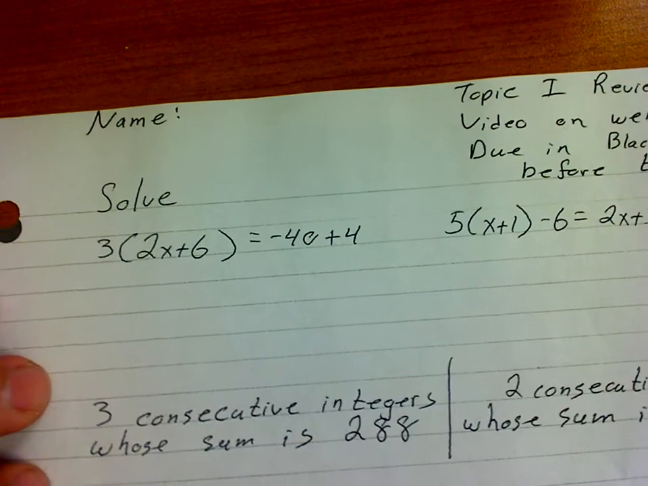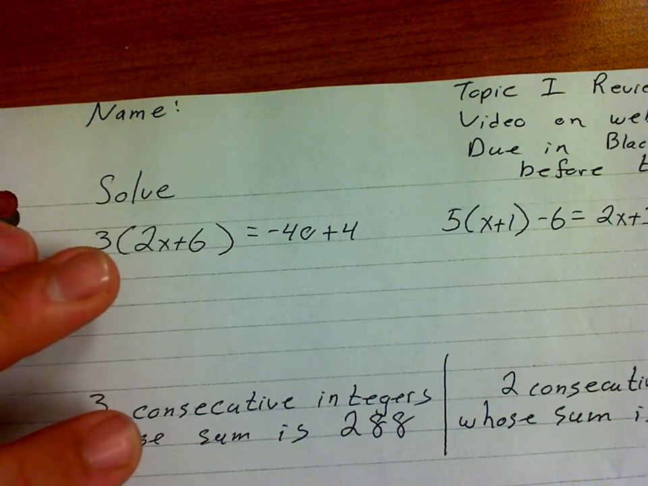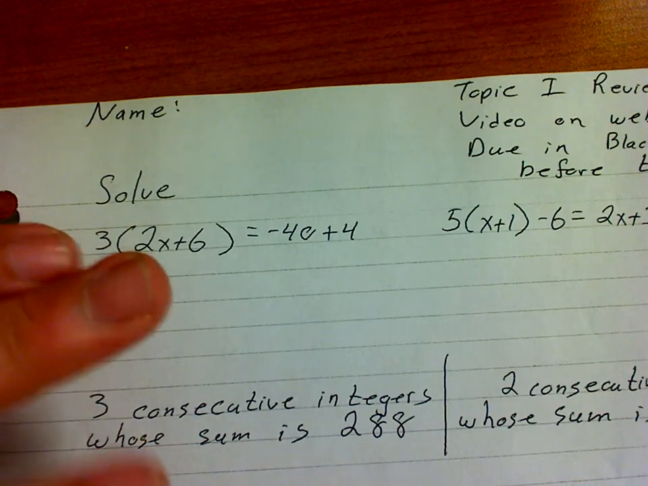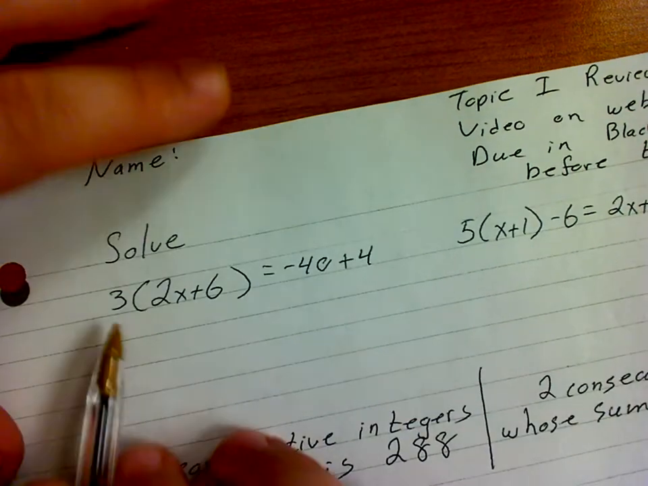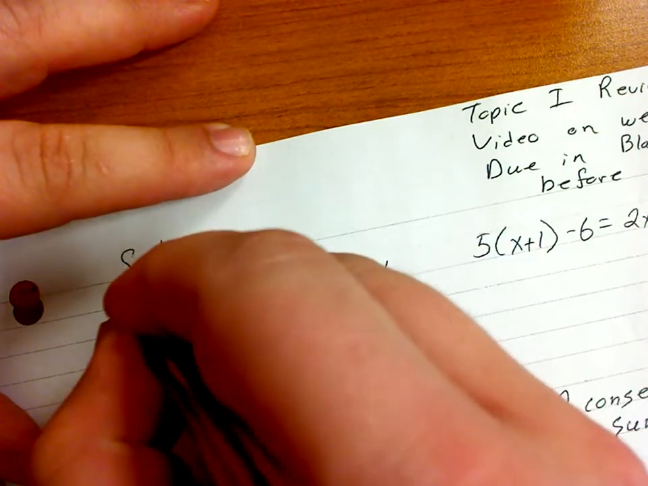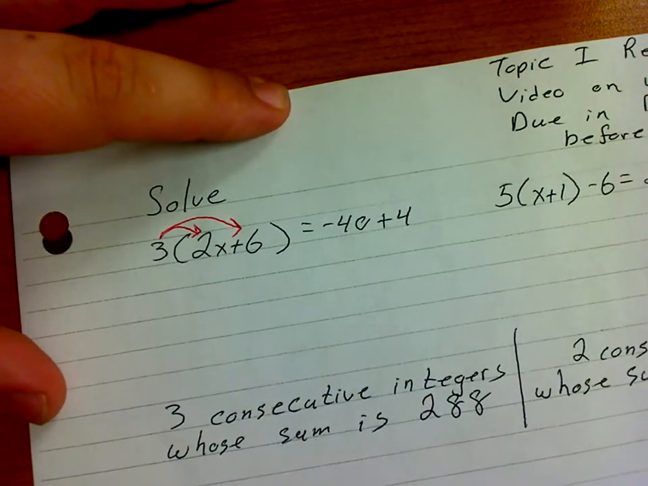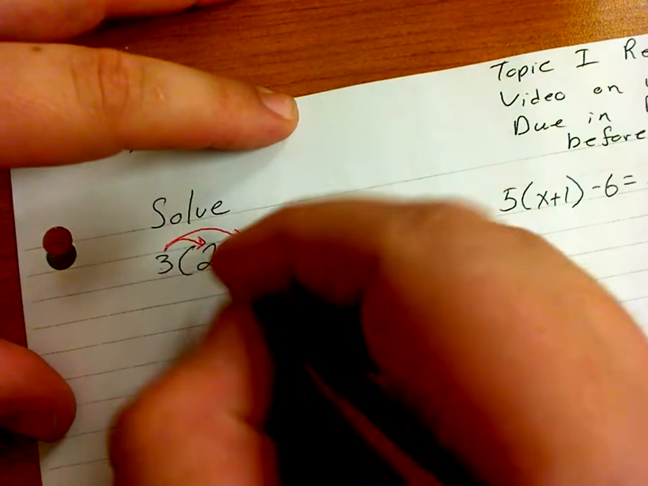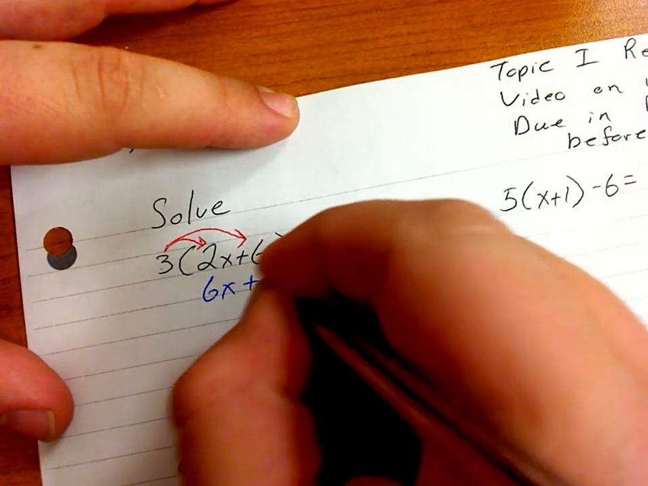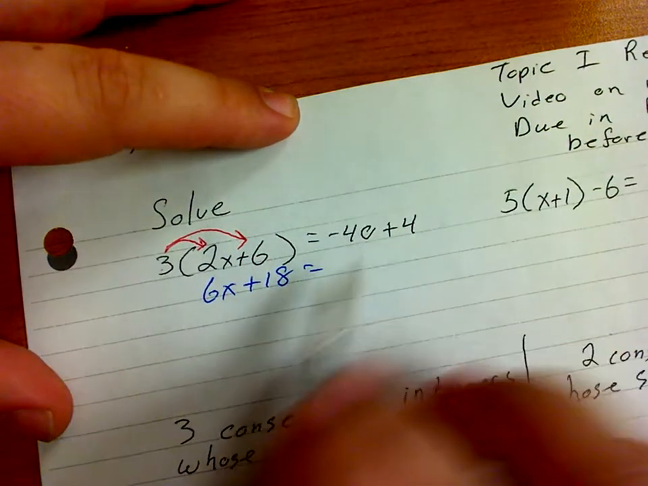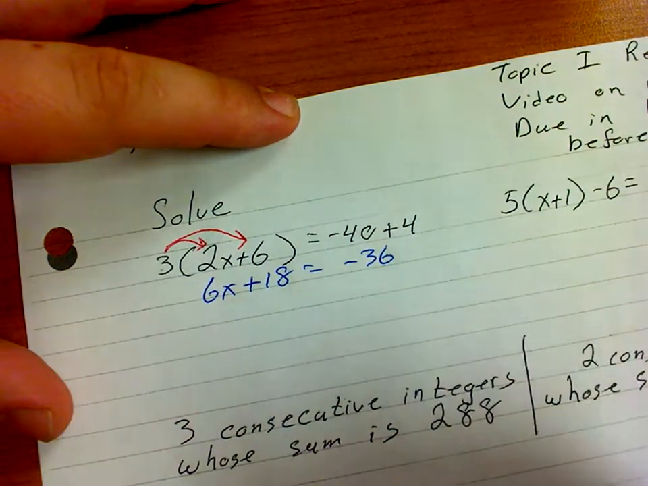Now, in the first two here, we are going over some topics from 1.2 that we are going to need to solve. So we have 3 times the parentheses 2x plus 6 equals negative 40 plus 4. As we've done before, every time we have a set of parentheses, we are going to have to distribute. That's going to give us 3 times 2x, which is 6x, and 3 times 6, which is 18, equals negative 40 over 4. Those are like terms. Let's go ahead and make that negative 36.